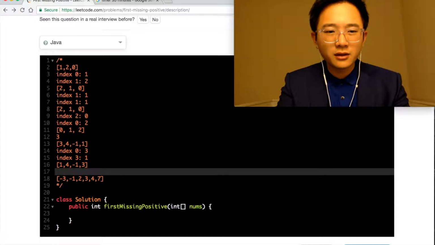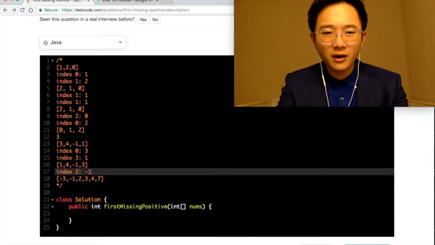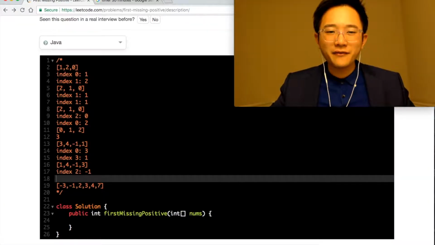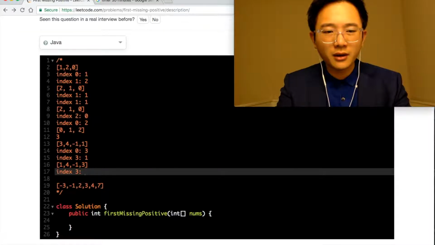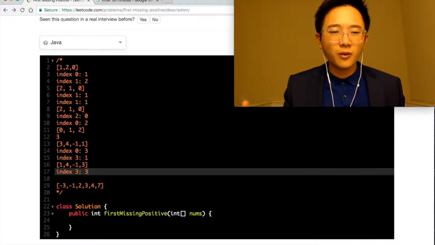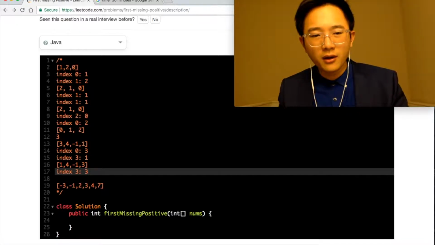All right. So now we have index 1, 2. We have 0, 1, 2. We got negative 1. Okay, index negative 1, we can't have that. Okay, so let's see. Now we have 3. 0, 1, 2, 3. In the 3, we have 3. Now we have 3, and index 3 is 3. So nothing swaps. So 1, 4, negative 1.